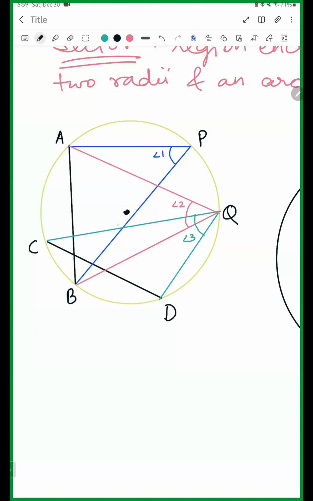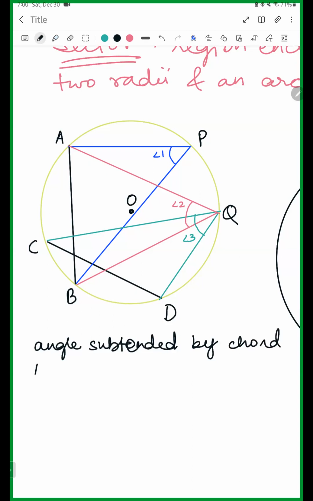Yeah. So here we have the center of the circle. Okay. Now tell me the angle subtended by chord AB at point P. Which one is it? You can name it like this, the way we write it, or you can just say angle 1, angle 2, or angle 3, whichever it is. Okay. Angle subtended by chord AB at point P. Which one is it?